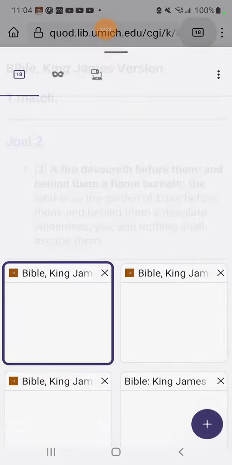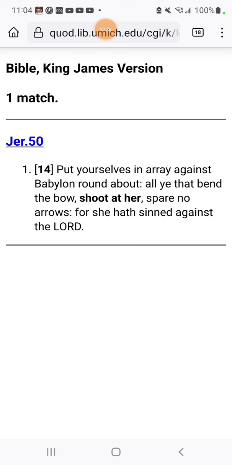Let's read on. Let's continue on. This is Jeremiah 50:14. It says, put yourselves in array against Babylon round about, all ye that bend the bow. Shoot at her, spare no arrows, for she has sinned against the Lord. Okay? All ye that bend the bow, shoot at her. Because at the end of this thing, from what we read and understand, there's not going to be no missiles left.